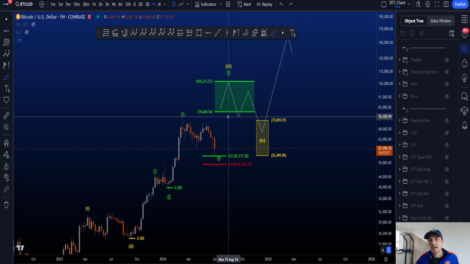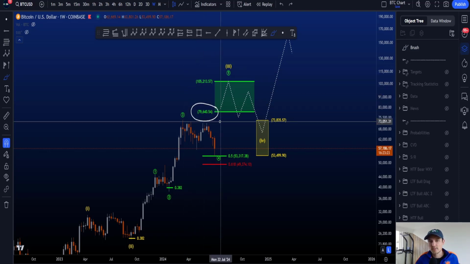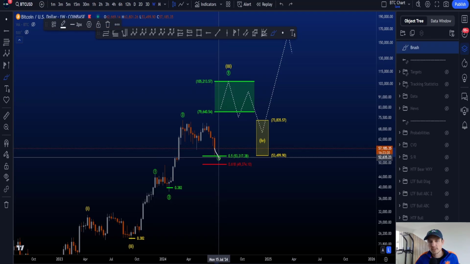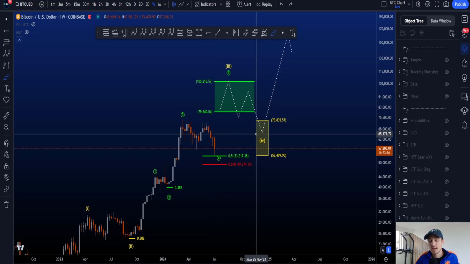Now the common target area for your wave 5 is between 80k and 105k. The lower price action locally goes, the smaller the target area for wave 5 becomes.